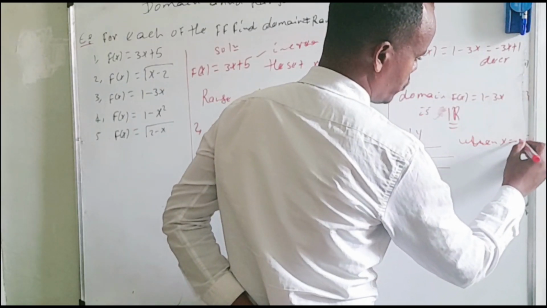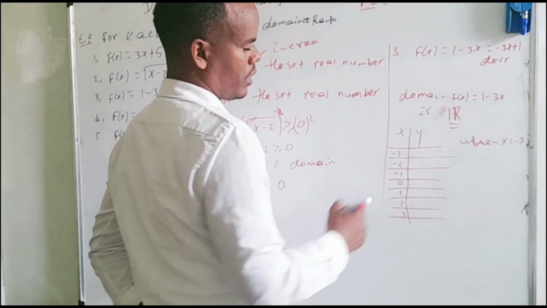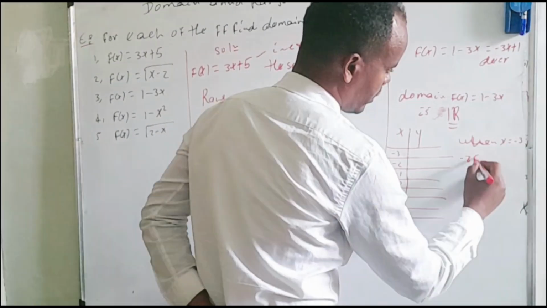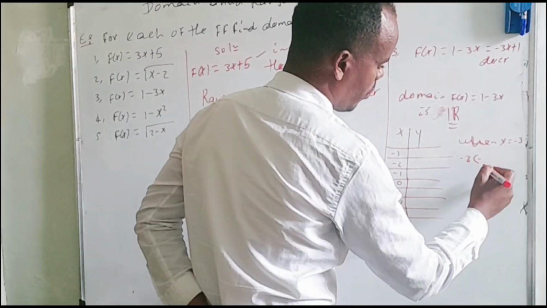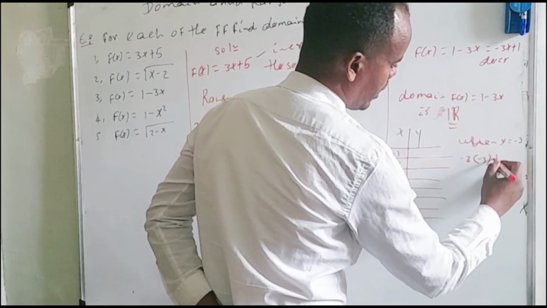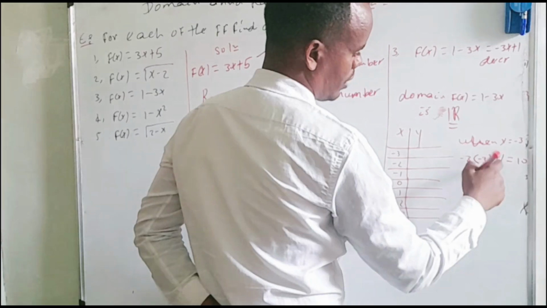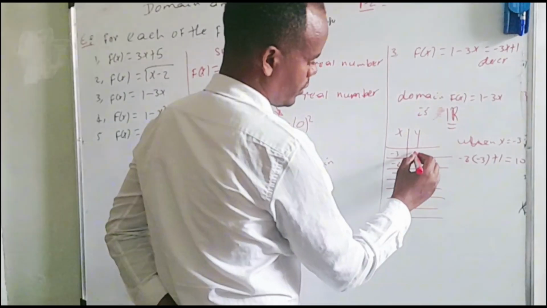When x is equal to minus 3, f of minus 3 is minus 3 times minus 3 plus 1. That means minus 3 times minus 3 is 9, 9 plus 1, that is 10.